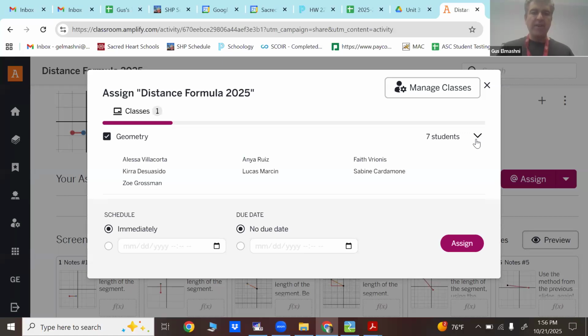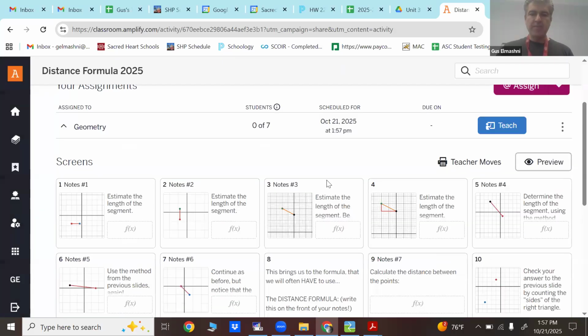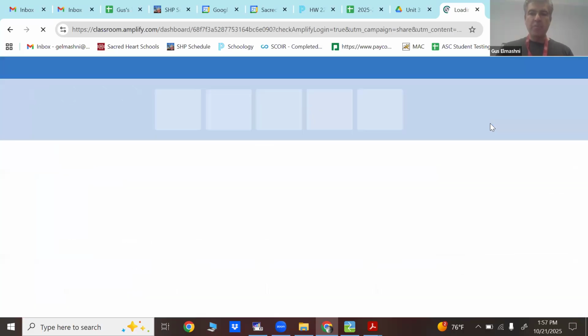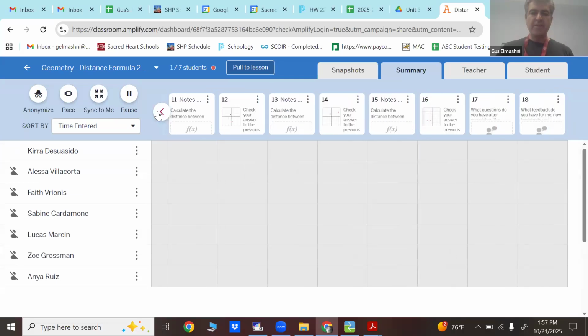Okay, so Kira, I see you on there. Ale, I see you there. Zoe's there, Lucas is there, Faith is there, Sabine's there. I'm going to assign it right now. I'm not putting a due date necessarily. It's just a part of our lesson today. It's powered by Desmos. Okay, are you guys there or not there? It's like a bunch of slideshows.